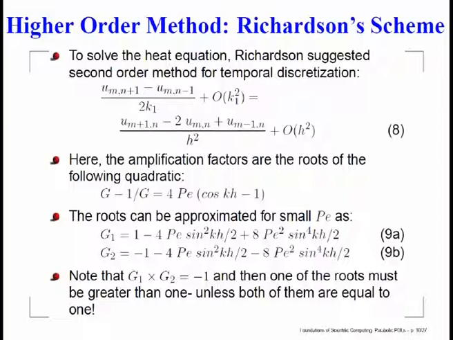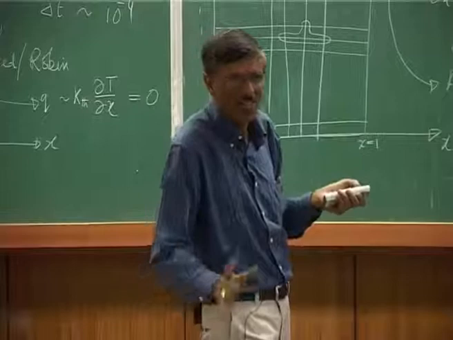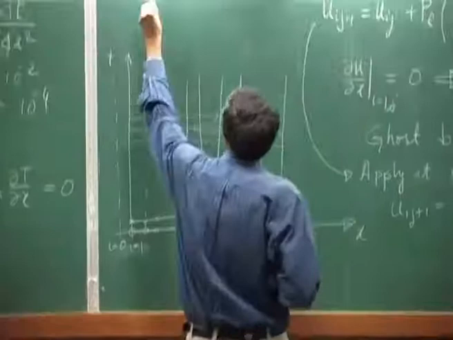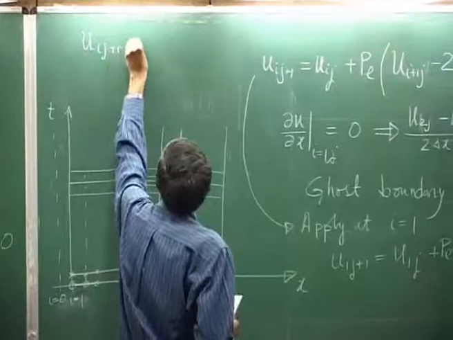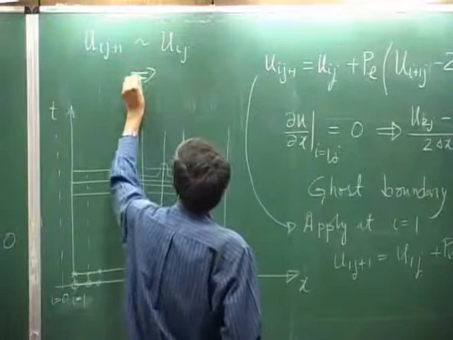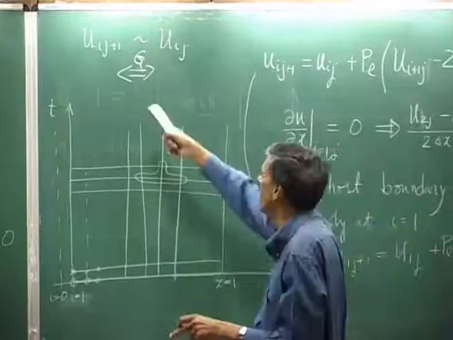So, what happens? You can now look at the difference equation and use the same methodology of analysis that we have looked at so far. We define g, and what do I get? From here, I will get u_i^(j+1) divided by u_i^j, that should give me g. This relationship should come via g, because the Fourier amplitude is related by g.